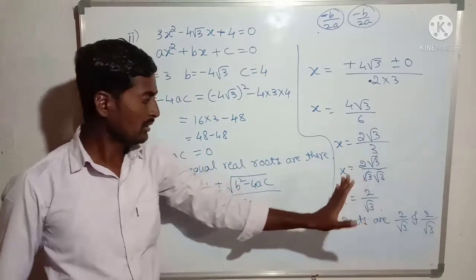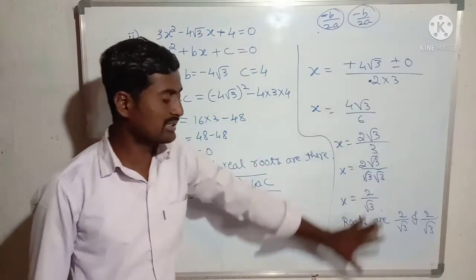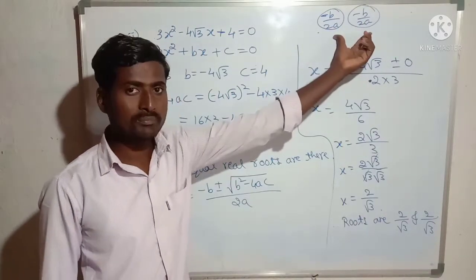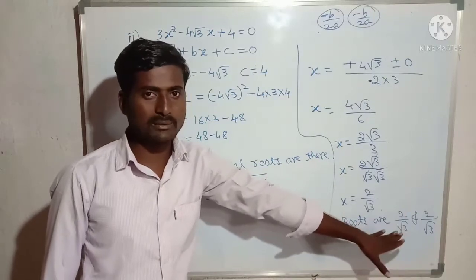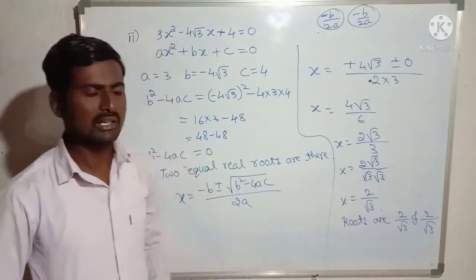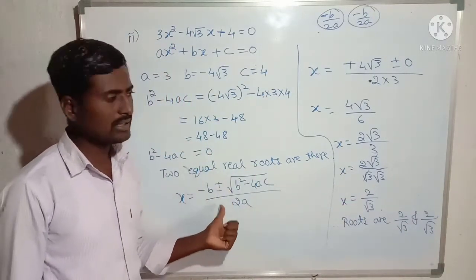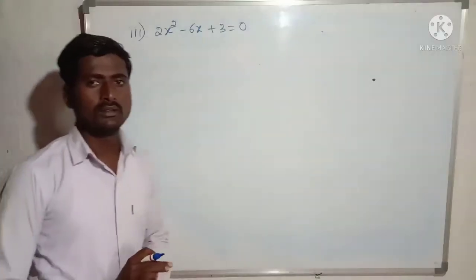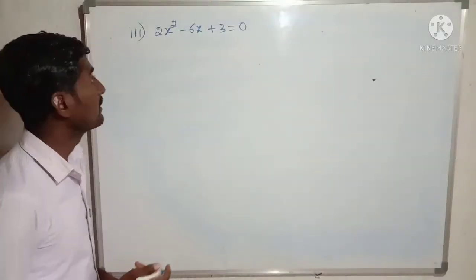So instead of solving all this, directly you can take these two, then you can write the roots are 2 by root 3 and 2 by root 3. Otherwise you can use this formula, the same answer you will get. Next, third one, the same procedure.